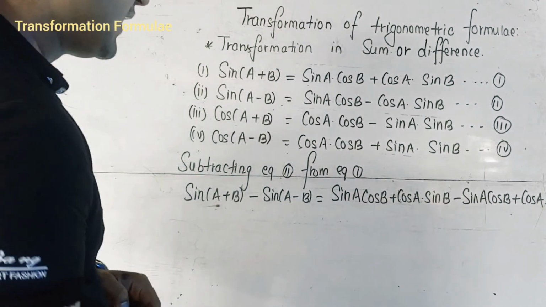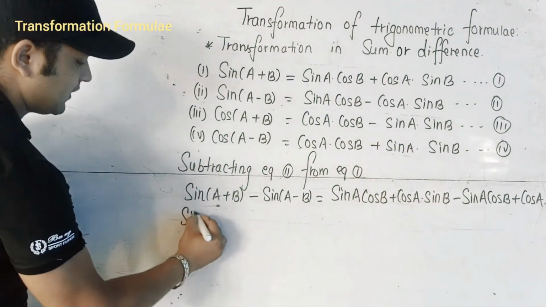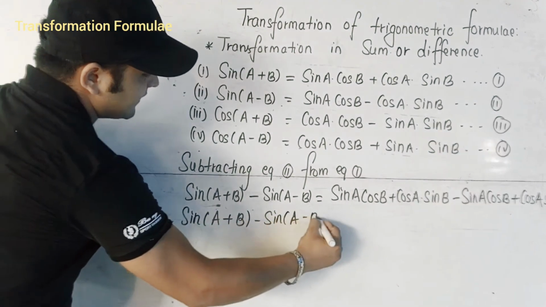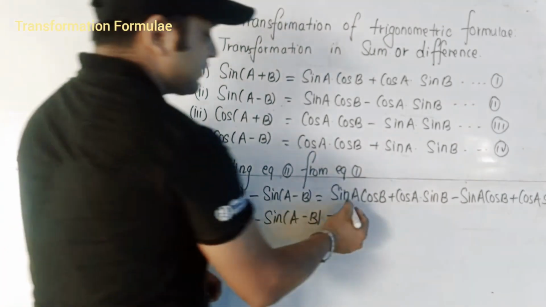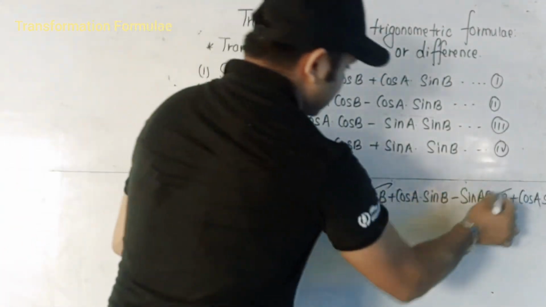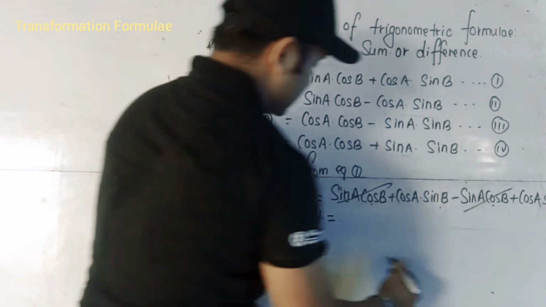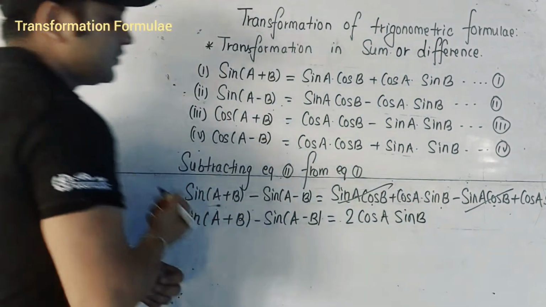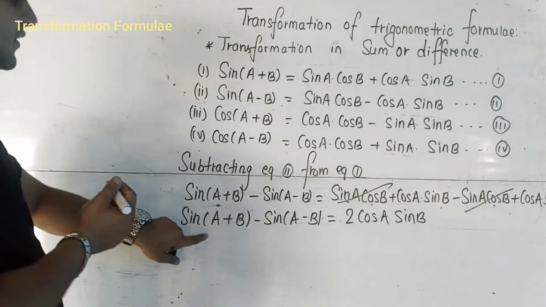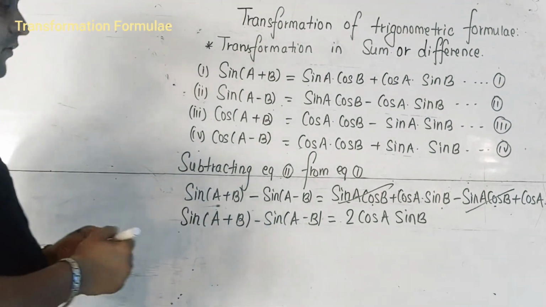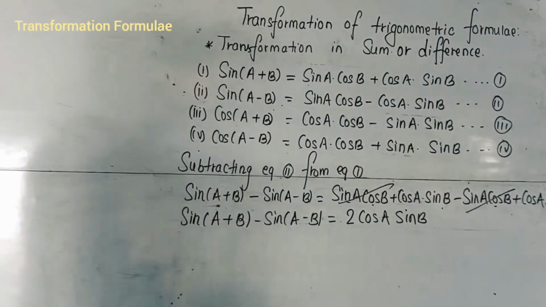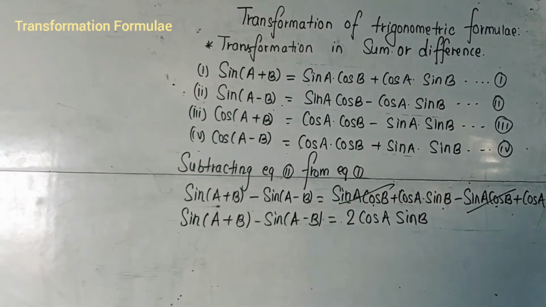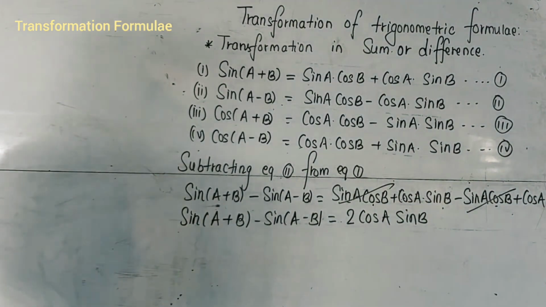Now when we subtract, we can also see some like terms. See, sine a plus b minus sine a minus b is in the left side. Let's see what is in the right side. You have sine a cos b minus sine a cos b, they will get cancelled, and you have cos a sine b plus cos a sine b, which gives you 2 cos a sin b. So this is the difference of sine a plus b and sine a minus b. We got this by subtracting equation 2 from equation 1. Now let us go to equation 3 and equation 4. Now let us add equation 3 and equation 4.